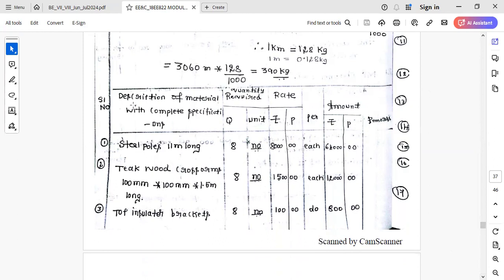Okay, first serial number, description of the material with complete specification, quantity required, quantity unit, rate rupees paisa per amount, rupees paisa remarks. Okay, first thing then calculate as we go on.